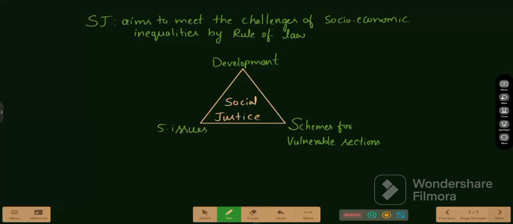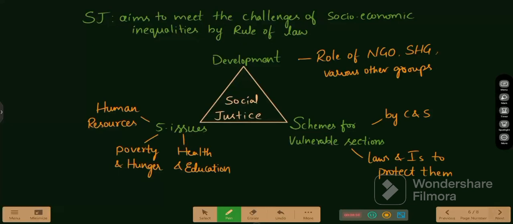So under social justice, we are using a triangle having 3 corners. That means we need to study 3 dimensions or 3 headings, themes. First is related to development. Second is related to welfare schemes. Third is 5 issues. I will see in detail. So this is the development process and development industry. What is the role of NGOs, SHGs and various other groups in the development process of the country? You need to study that.